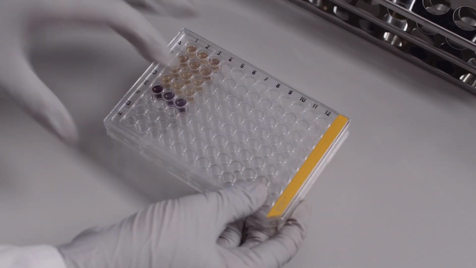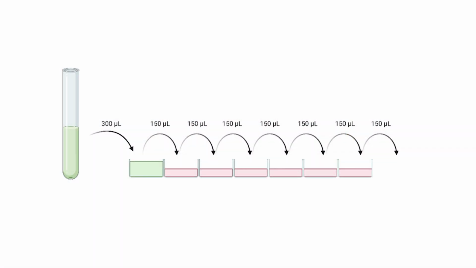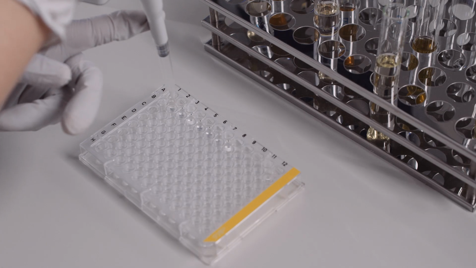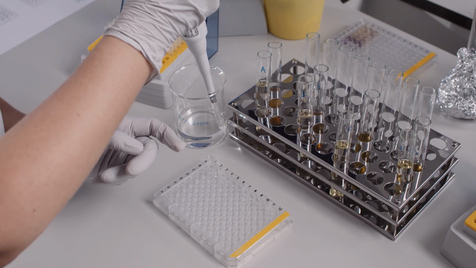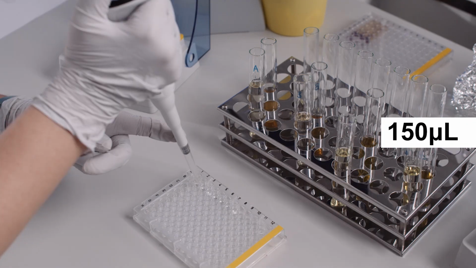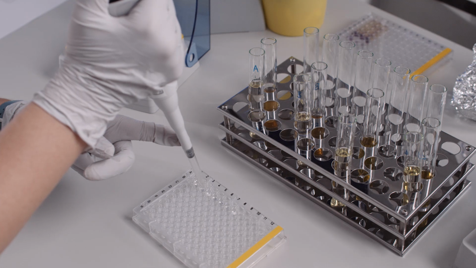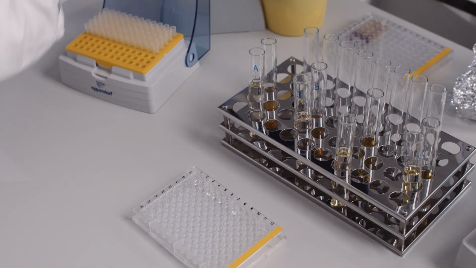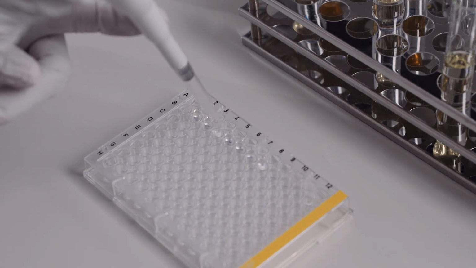Next, we will prepare serial dilutions for the extract with the highest antioxidant activity and perform the DPPH test again. Add 300 microliters of the sample with the highest antioxidant activity to the first well of the microtiter plate and add 150 microliters of 70% ethanol to the remaining 6 wells of the same row. Then transfer 150 microliters of the sample from the first well to the next well and mix the content. Using a new pipette tip, transfer 150 microliters of the mixture from the second well to the third well, mix the content and discard the pipette tip.